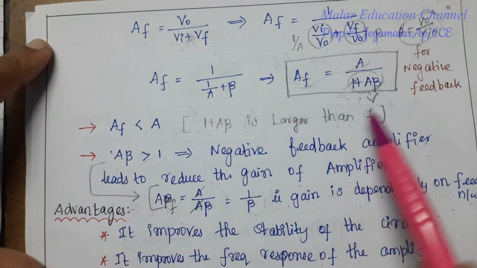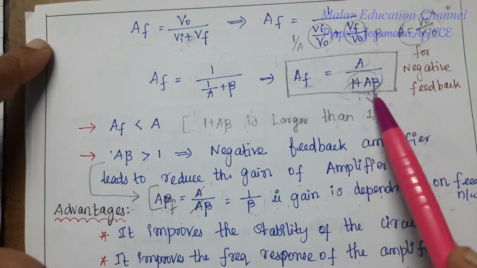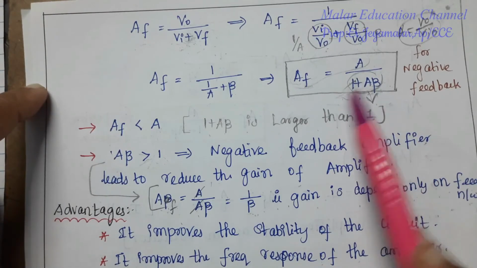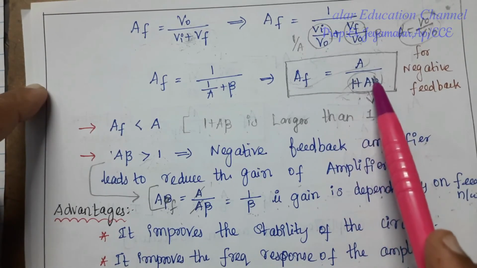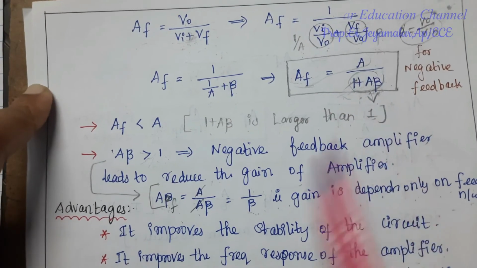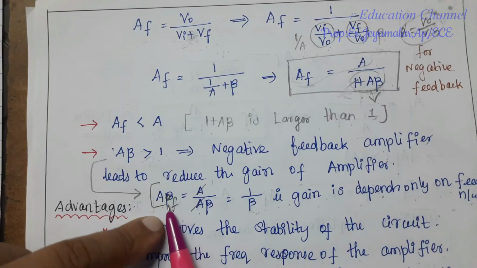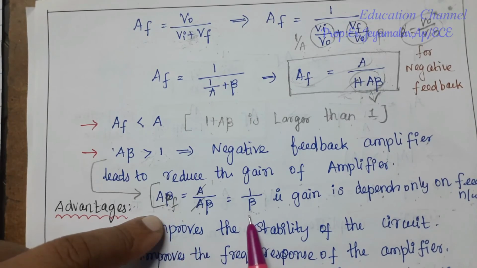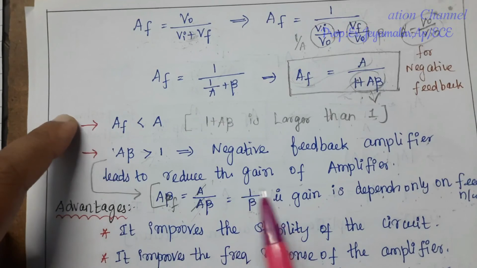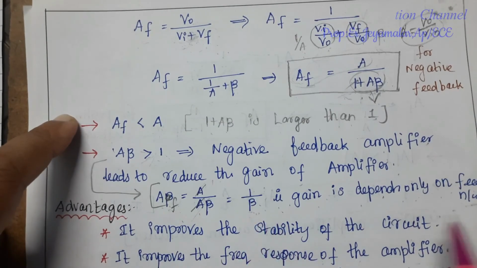If A beta greater than 1 means 1 can be neglected. So with 1 neglected, numerator A and denominator A get cancelled. So AF equal to 1 by beta. See here, the feedback gain equal to 1 by beta. There is nothing else. Gain depends only on the feedback network, because A gets cancelled. It only depends upon the feedback network.